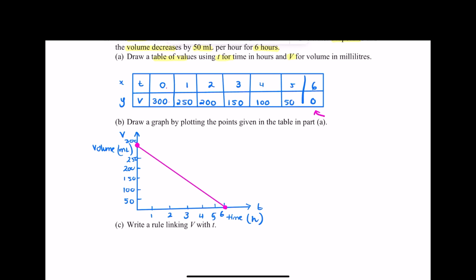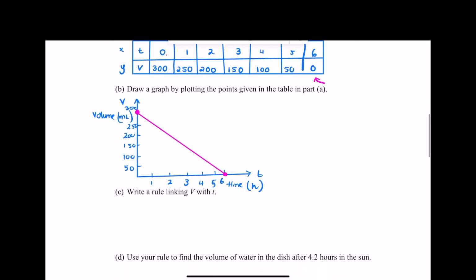Write a rule linking V with T. Well, we know that Y equals mx plus c. My gradient is what is happening here, which is it's going down by 50. So my gradient is negative 50. And my y-intercept, we can see it here, and we have it here as well, and that is positive 300.